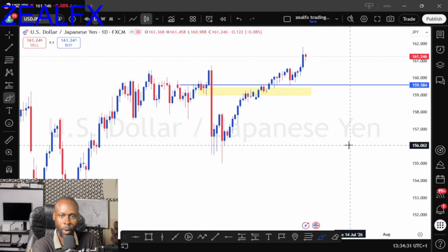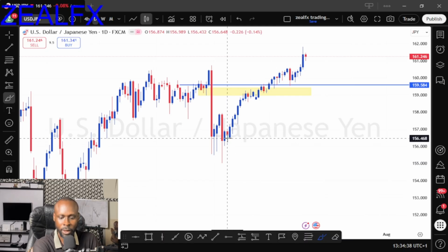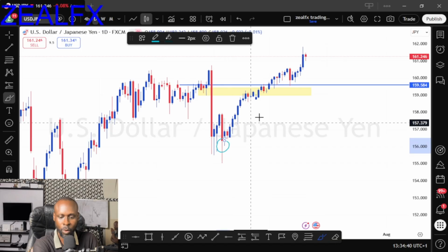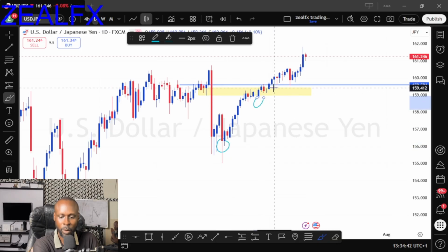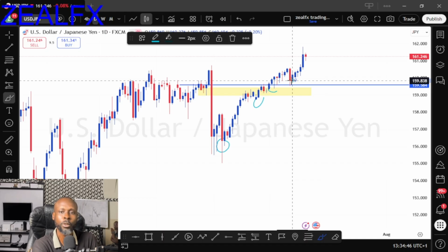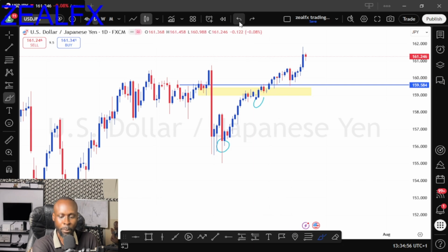The USD JPY on my daily time frame, you can see we have price creating a series of higher lows, which is a lower low and then this higher low, this higher low. This indicates the bullish momentum for the USD JPY. So long as we have this bullish momentum, our aim this week is to look out for more buying opportunities from the USD JPY.